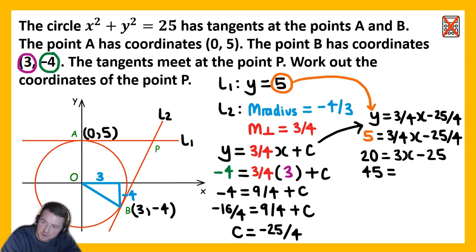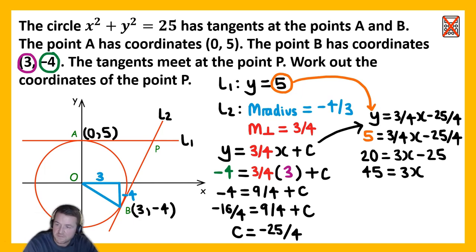Add 25 to both sides, and we'll get 3x is equal to 45, and then divide through by 3 to give us x is equal to 15. Once you know the x part of the coordinate is 15, you can substitute this back into the original equation to work out what the corresponding y value will be.